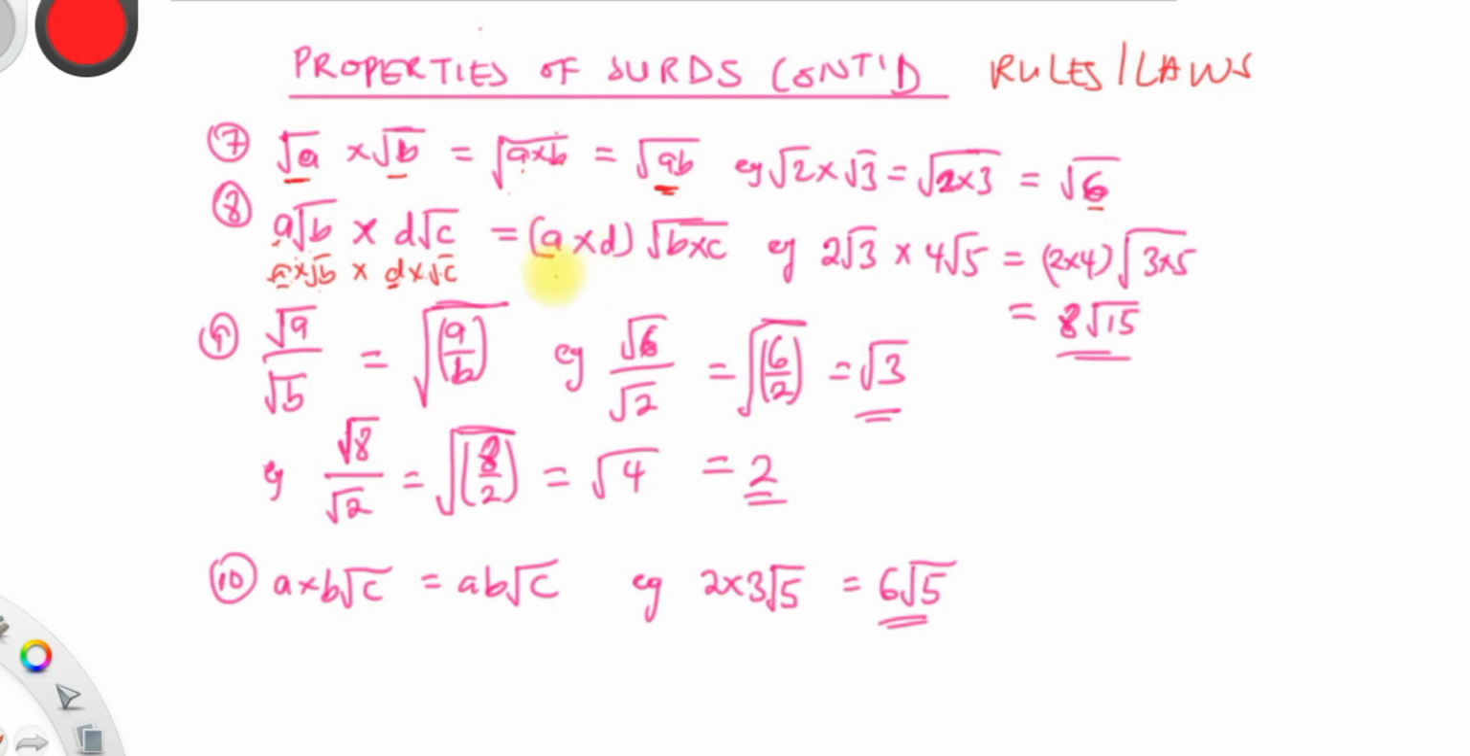So we want a times d, and then we group the rational numbers, multiply the rational numbers together, and then we multiply the irrational numbers together. Then we have b times c, and then we put them under one square root sign.